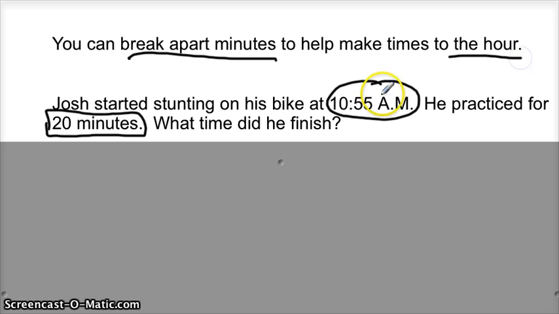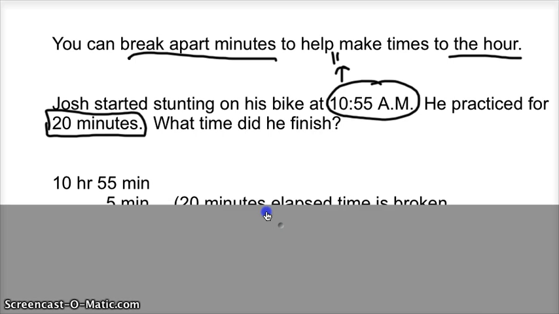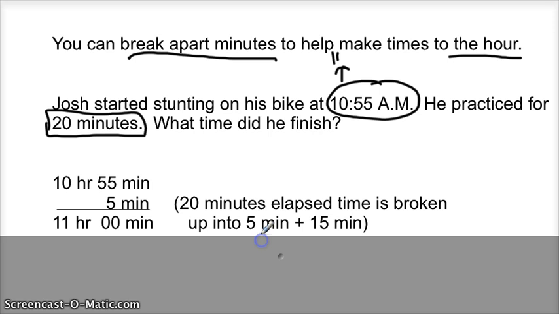Now when I look at 10:55, I think the next hour would be 11, because 11 comes after 10. And since there are 60 minutes in an hour, I know that I need 5 more minutes to get there. So I'm going to take this 20 minutes and break it up. So I'm going to start at 10:55, take 5 of those 20 minutes to add to 10:55 to get to 11, which gives me 15 more minutes because 15 plus 5 is 20.